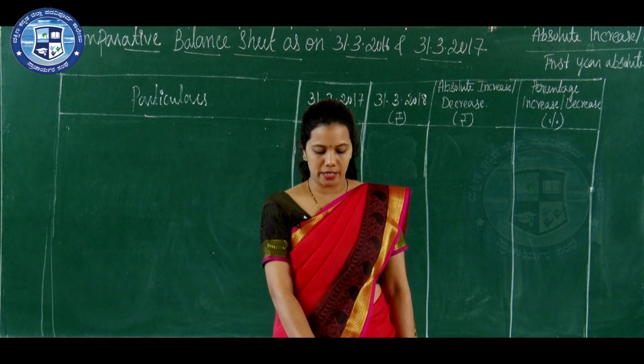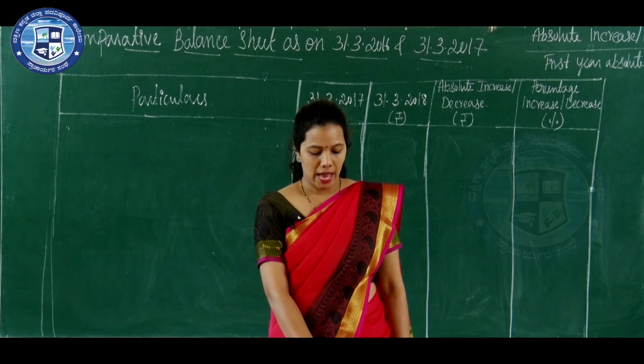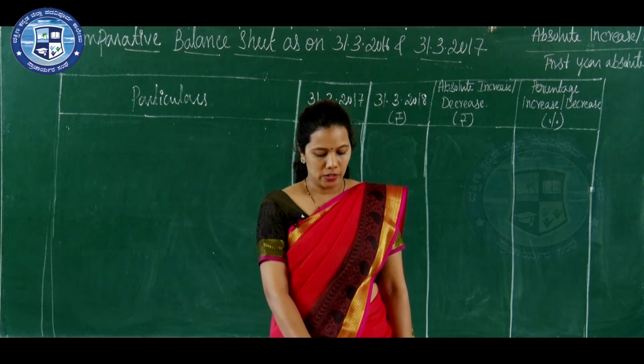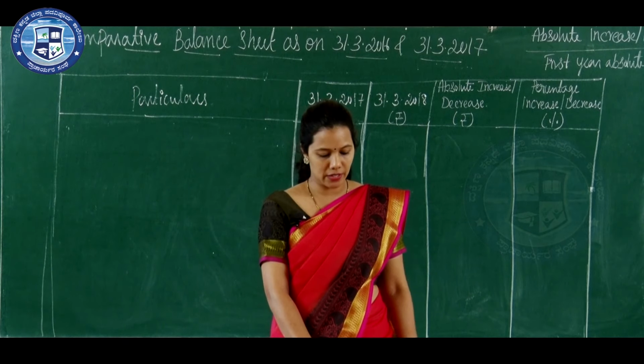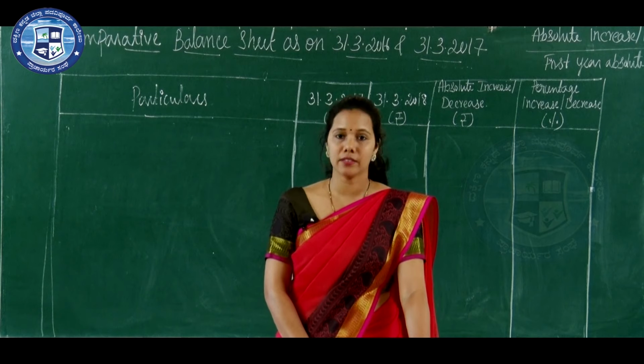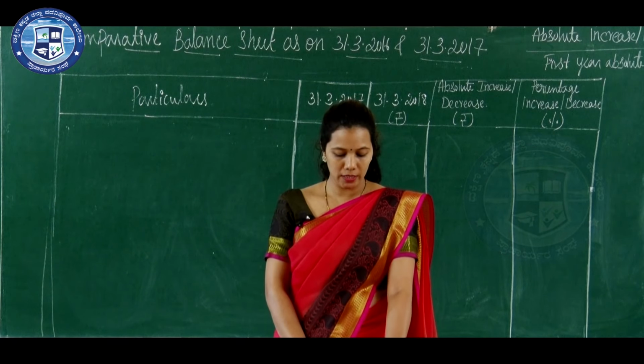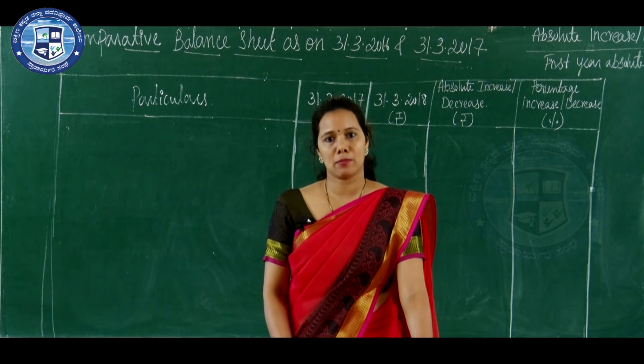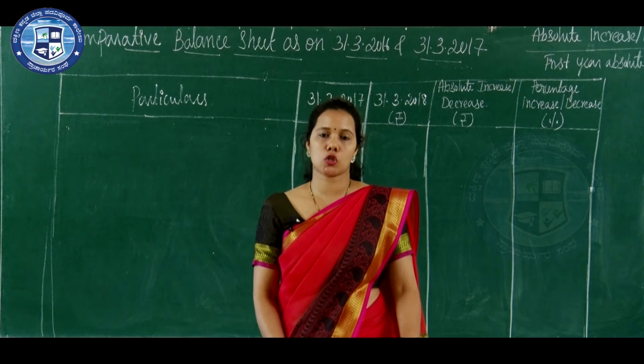Under current assets you have inventories and cash equivalents. Inventories last year 4 lakhs and this year 3 lakhs, and cash and cash equivalents last year 2 lakhs and this year 3 lakhs. Then you have given the total. Assets are always equal to liabilities, that is your balance sheet equation, it should be equal.